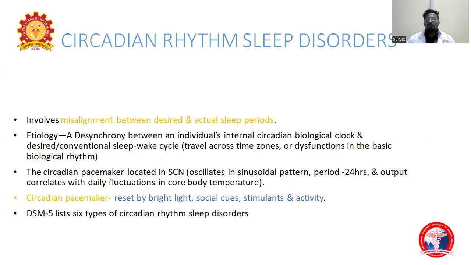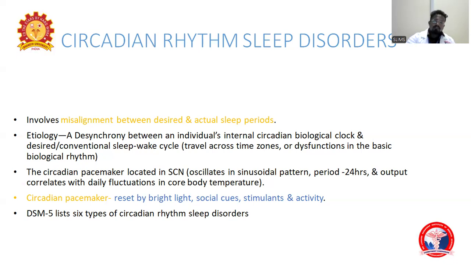Okay. So the circadian pacemaker is located in the SCN and oscillates in a sinusoidal pattern with a period of 24 hours, and its output correlates with daily fluctuation in core body temperature. The circadian pacemaker is reset by bright light, social cues, stimulants, and activity. So sometimes continuous bright light can also affect the circadian rhythm, and social cues, some social work or important things can also affect it. And stimulants like alcohol, nicotine, or cocaine can also affect the circadian pacemaker.